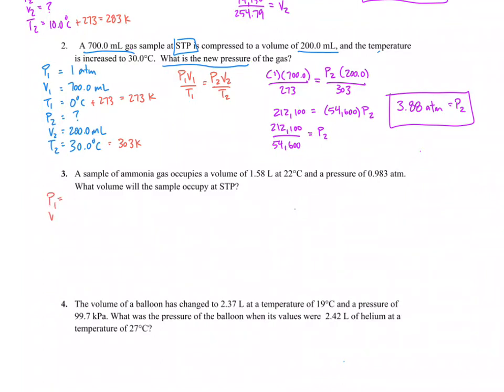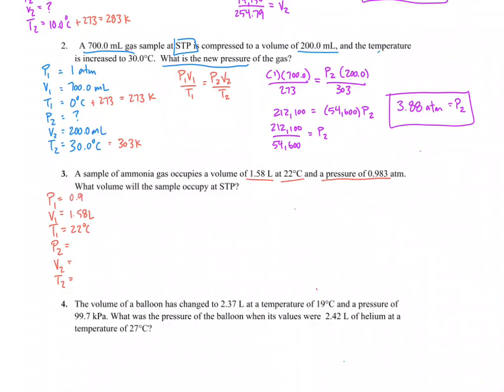P1, V1, T1 is my original pressure, volume, and temperature, and then P2, V2, T2 is my new pressure, volume, and temperature. So the sample of ammonia gas occupies a volume of 1.58 liters. So it's telling you that the volume is 1.58 liters, and it's at 22 degrees Celsius. So that is my starting temperature. And a pressure of 0.983 atmospheres. So that's my starting pressure.